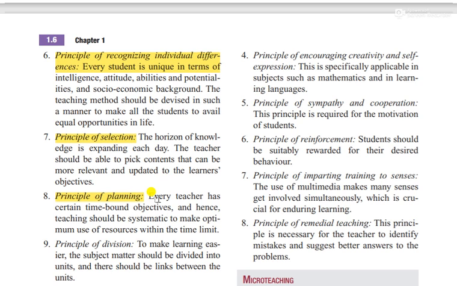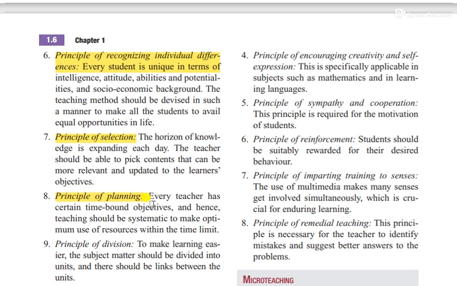Another principle is the principle of planning. Planning is very essential for the teacher, because the teacher has a specific time bound. In that specific time, the teacher has to finish the course and achieve the objectives. Every teacher has certain time bounds. We are not allocated a large amount of time. For example, for teaching one course, we are offered one period, and there are various holidays and so many other things.